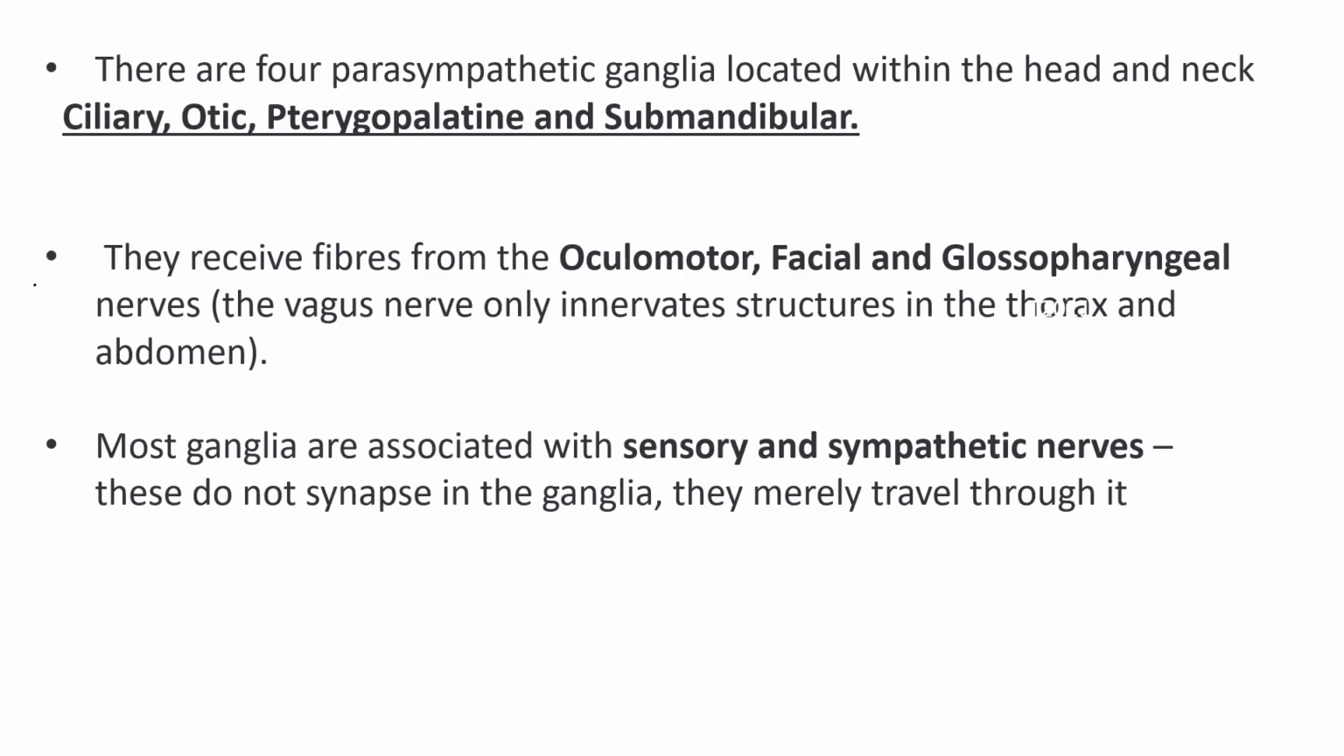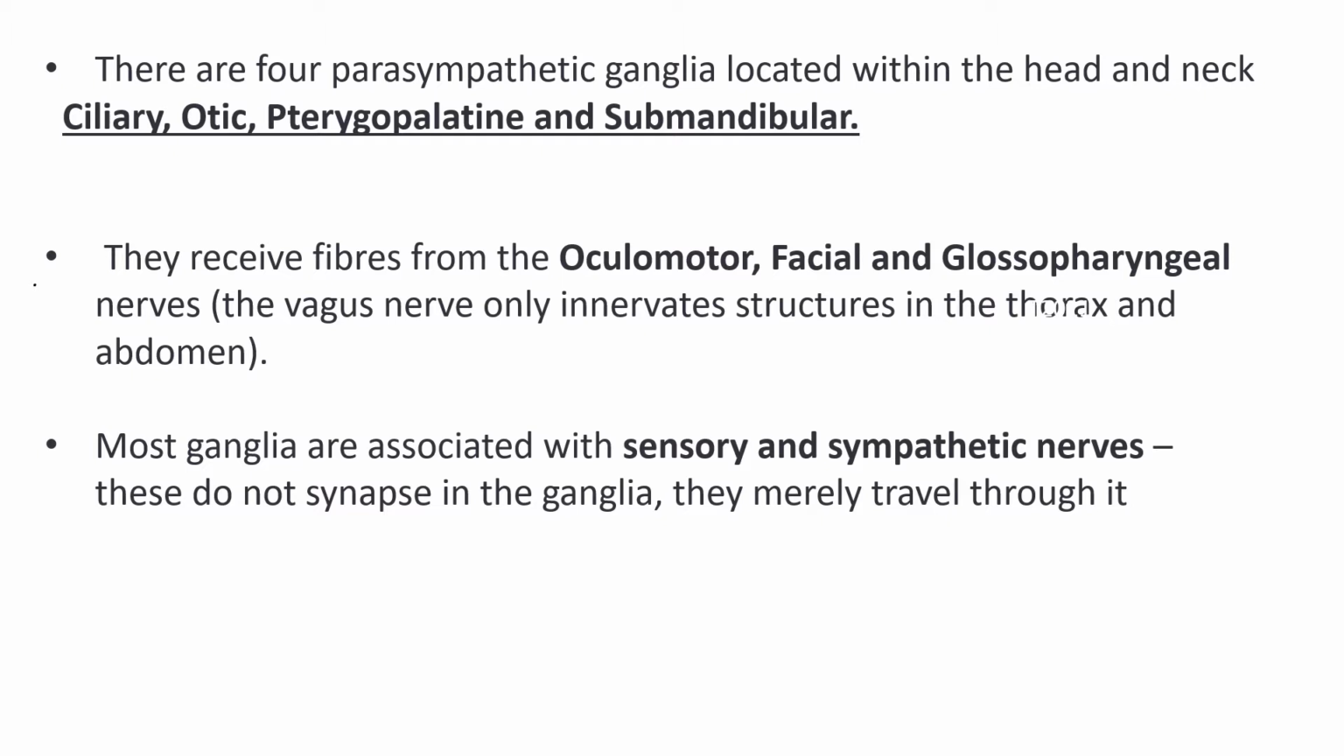Good morning, everyone. Today is a class on the parasympathetic and the sympathetic ganglion. First, let's begin with the parasympathetic ganglion. There are four parasympathetic ganglions located in the head and neck: ciliary, otic, pterygopalatine, and submandibular ganglion.